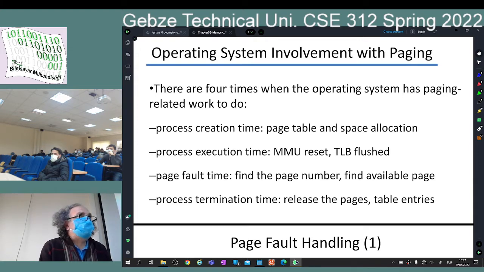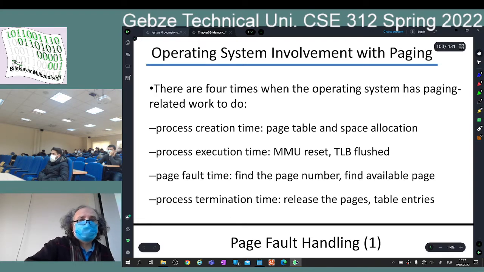So when does the operating system get involved? Okay, first at the process creation time, of course, for each process you need to set up a page table, and you need to start allocating some pages for that process. That's one thing.